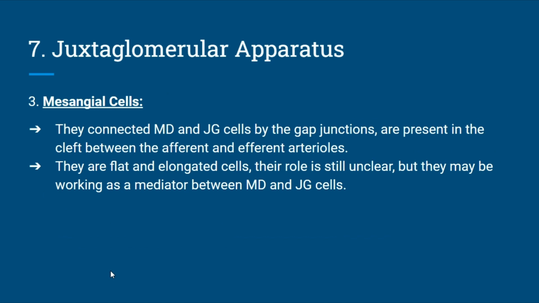And the last part of the juxtaglomerular apparatus is the mesangial cells. They are connected with the macula densa and juxtaglomerular cells by gap junctions, and they are present in the cleft between afferent and efferent arterioles. They are made from flat and elongated cells, and their role is still unclear, but they may be working as a mediator between the macula densa and the juxtaglomerular cells.